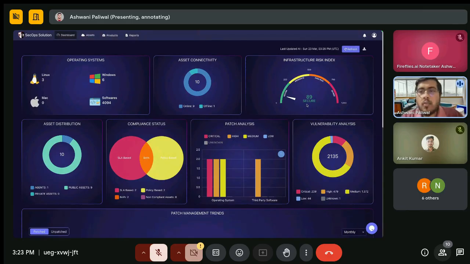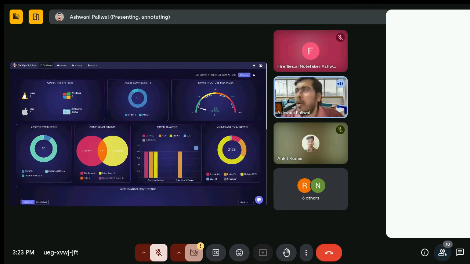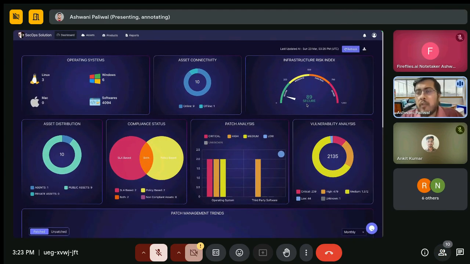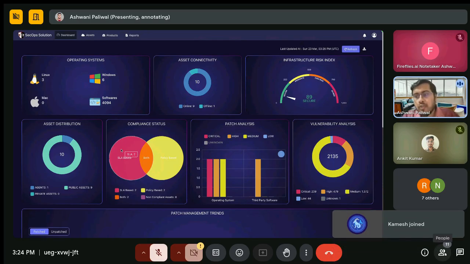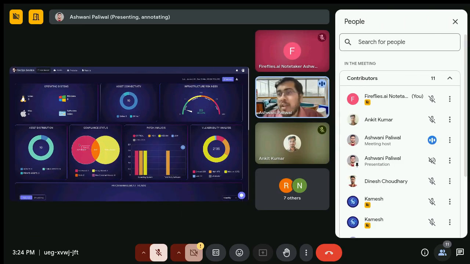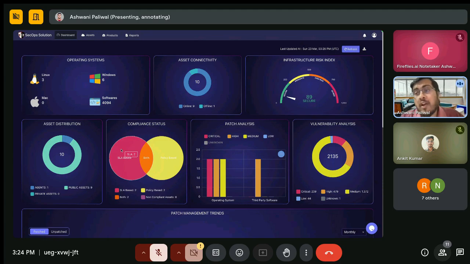Overall infra risk index. Overall, how does your infrastructure look? What is the rating of your overall infra? We have written detailed white papers on how we go about calculating it. It's available on our website for you to review. Compliance status. Every organization should have a compliance SLA that they define. For example, I need to make sure that all my devices are patched for critical vulnerabilities within 7 days. So you need to have an SLA for it.